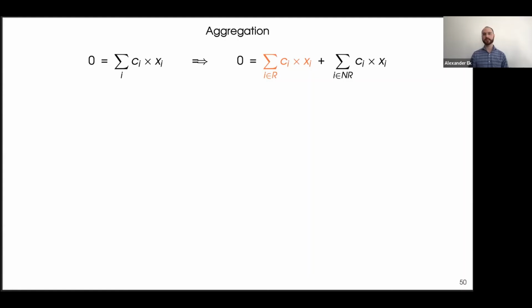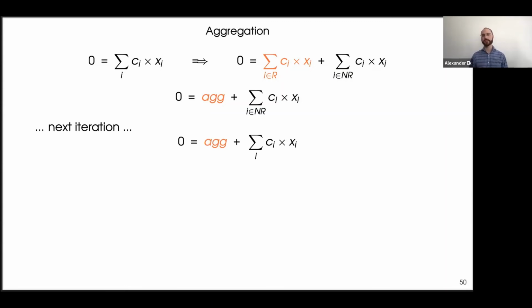We can divide this index set I up into realized and non-realized. The orange one here is the realized one. Because it's realized, it will never change. That sum will, for all time in the future, be the same thing. So we can replace that by just a simple integer, in this case, let's say ag for aggregated value. We go on to the next iteration, and our constraint looks like this.